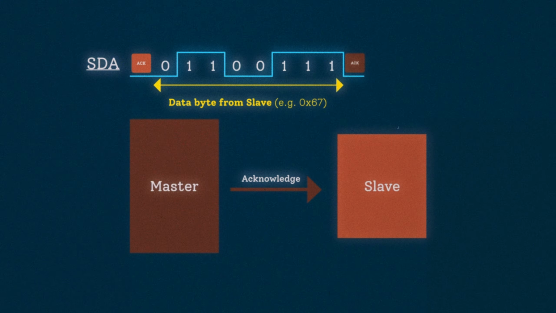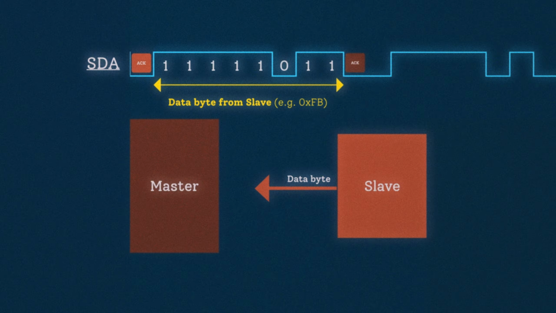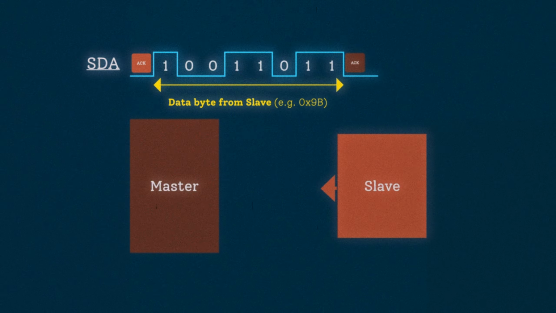Now, if the master is only reading 1 byte of data, then it follows this up by sending a stop signal. But if the master wants to read multiple bytes, then it won't send a stop signal, and the slave will automatically send the next byte of data, and the next, until the master finally sends the stop signal. And that's the I2C communication protocol.